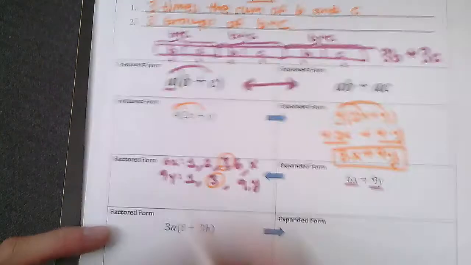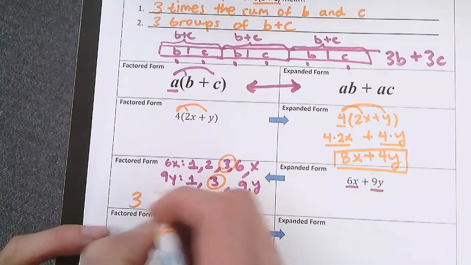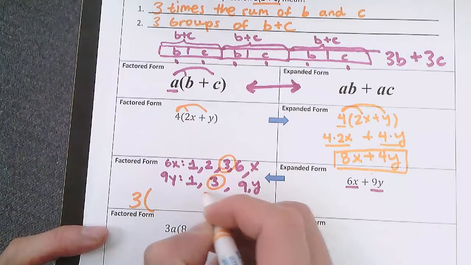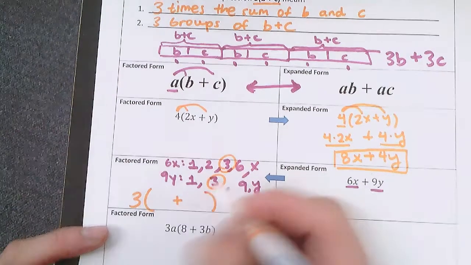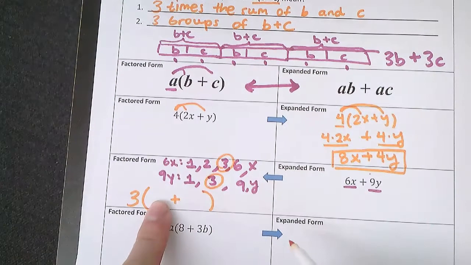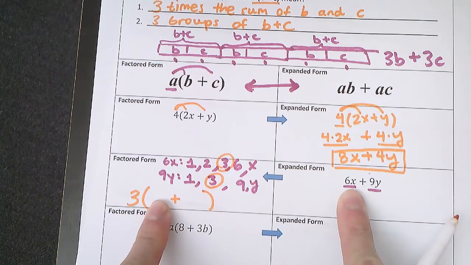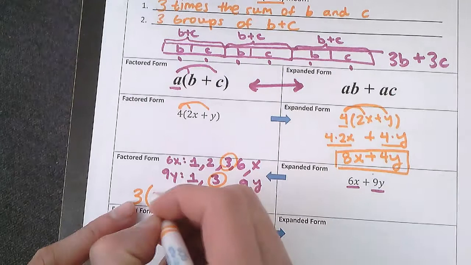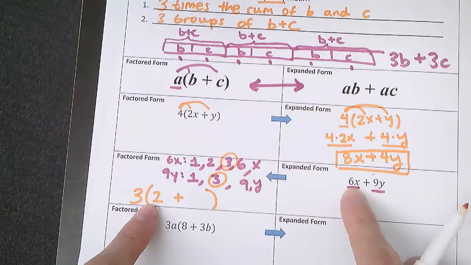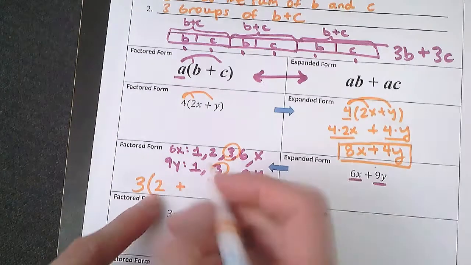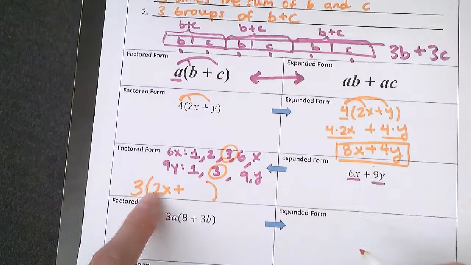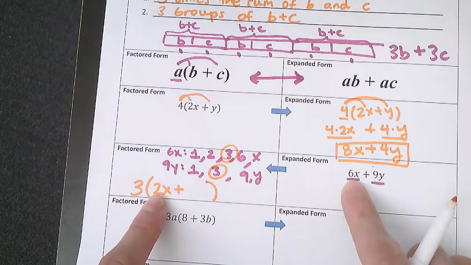So then I know that 3 is going to be on the outside of my parentheses. 3 times whatever is here should give me this first term. So I know that 3 times 2 gets me to 6, and there's an x over here, so I need 2x. So 3 times 2x equals 6x.